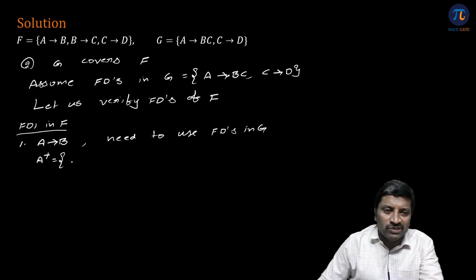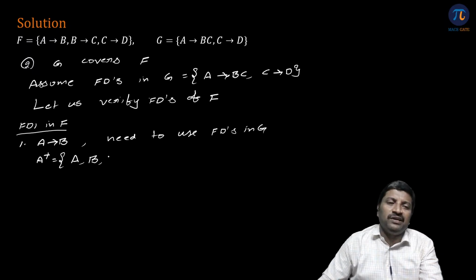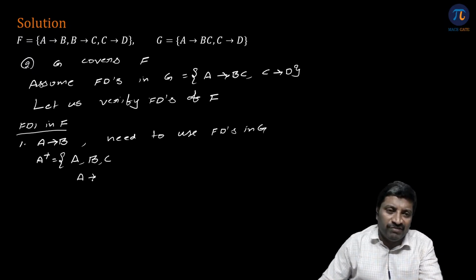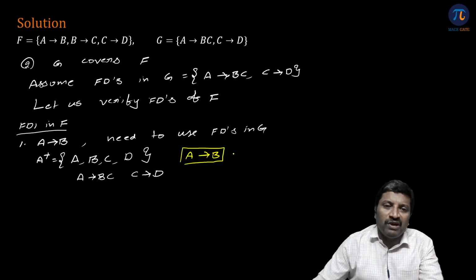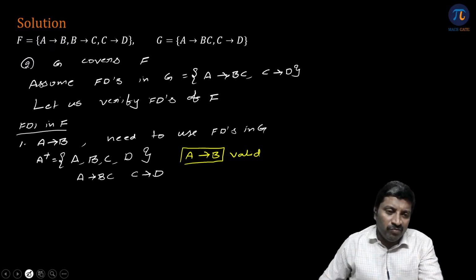So what is A closure? With A, I can get A. With A, I can get BC because I have the FD A implies BC. Then with C, I can get D. Am I right? So that means with A, I can derive all the attributes, but I need to verify only whether A implies B is valid or not. Yes, of course, with the value of A, we can find B. So it is valid.